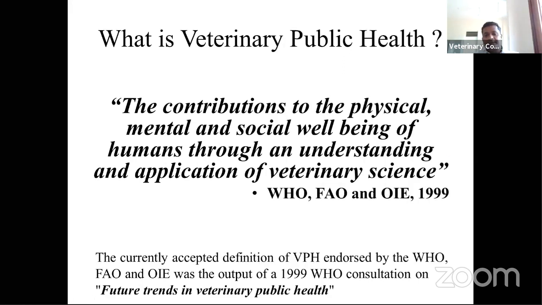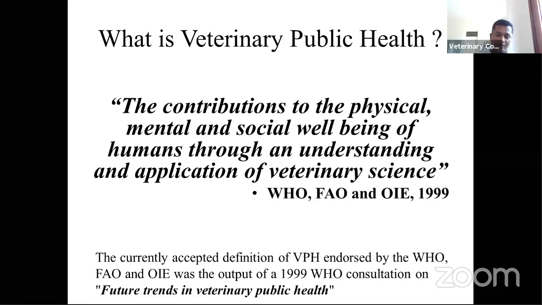This is a recent definition of veterinary public health. Earlier, FAO gave the definition. Then in the year 1975, FAO joined with WHO and gave the definition. And in the year 1999, one more agency, the agency that deals with the health of animals on the earth, OIE, which stands for World Organization for Animal Health, joined hands together. All these are sister concerns of the United Nations. Today we call this a tripartite partnership.